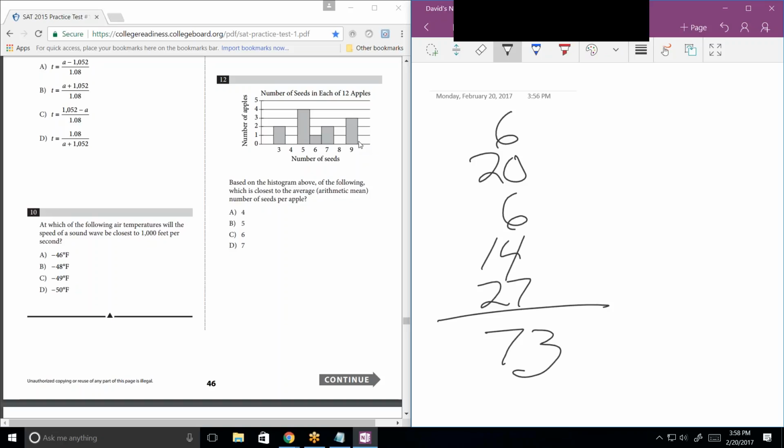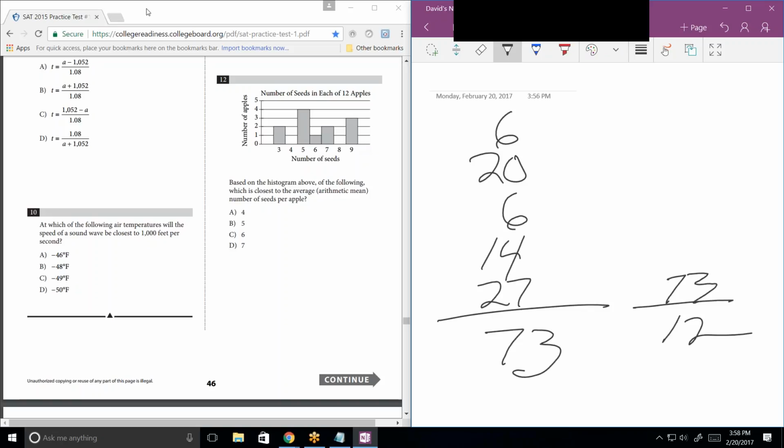There's 12 apples. Huh. It's that number divided by 12. Five. This is a tough one. Why is this so tough? I guess you need to figure out how many. By 12, wouldn't that be 6?